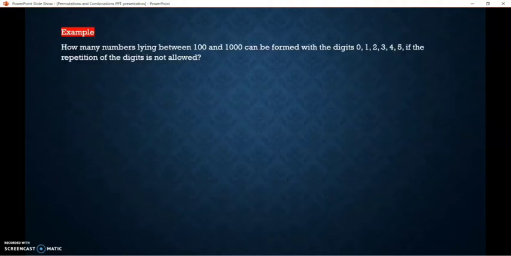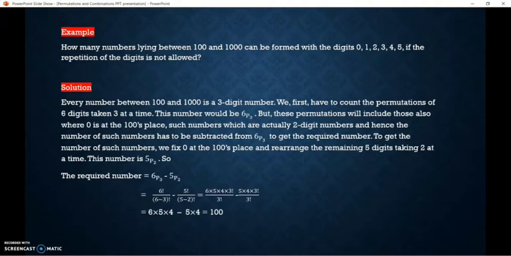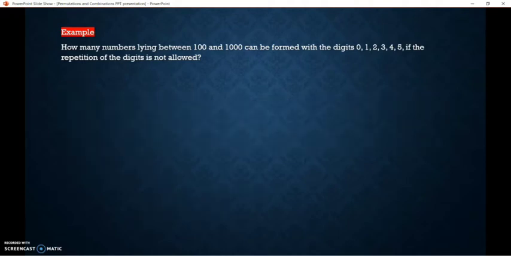All right. So the first problem is we need to find the numbers lying between 100 to 1000 which can be formed from the digits 0, 1, 2, 3, 4, and 5, the 6 digits, in which repetition of any of these digits is not allowed. Now we need to understand that the numbers from 100 to 1000 are all 3 digit numbers. So the question here is we need to form a 3 digit number out of the digits available from 0, 1, 2, 3, 4, and 5.